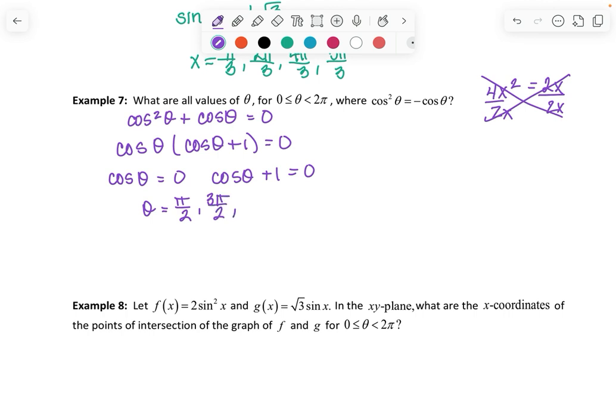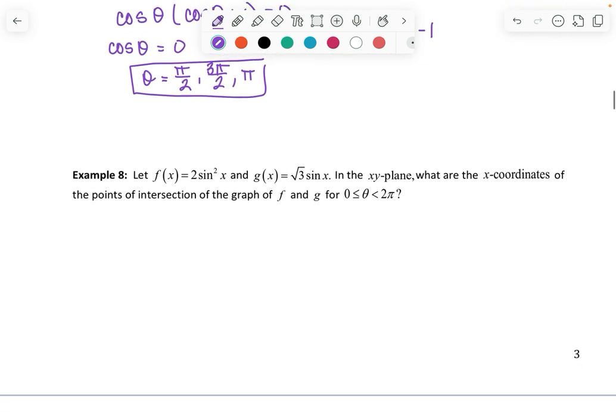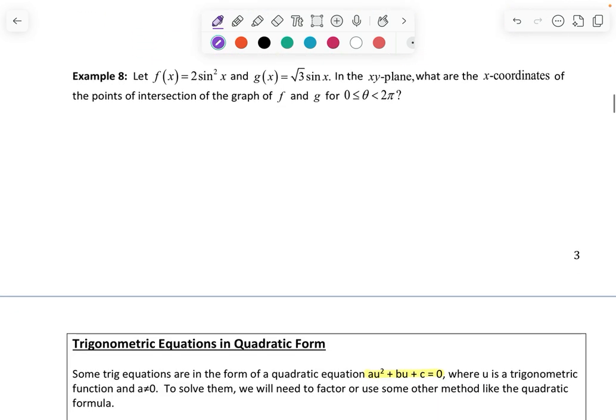So our solutions are cosine of theta equals 0, which means that theta is going to equal either pi halves or 3 pi halves. Or cosine of theta is equal to negative 1. And cosine is equal to negative 1 at pi. So those are the 3 places on our unit circle where the cosine takes on those values. If this said all solutions, then we would use our plus 2 pi k notation. But this is just asking for specific solutions, so that is all we need there.